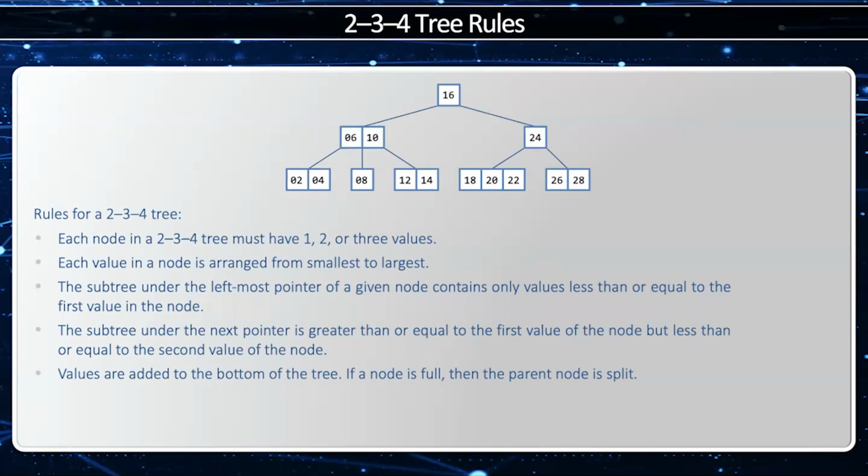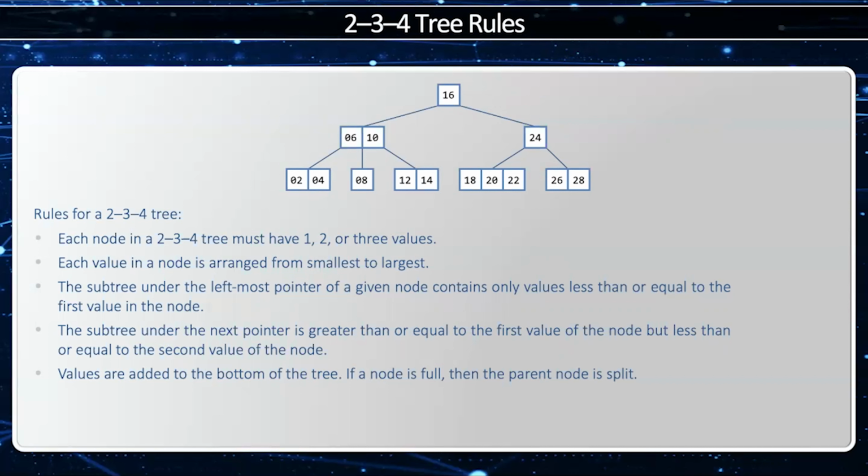So what are the rules for a 2, 3, 4 tree? First, every node in a 2, 3, 4 tree must have 1, 2, or 3 values. Second, each value in the node is arranged from the smallest to largest. And third, the subtree under the leftmost pointer of a given node contains only values less than or equal to the first value in the node. And this is similar to the binary search tree's less than constraint.